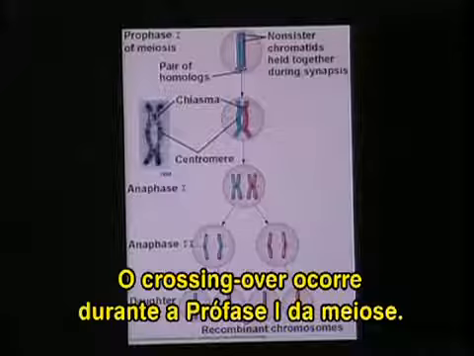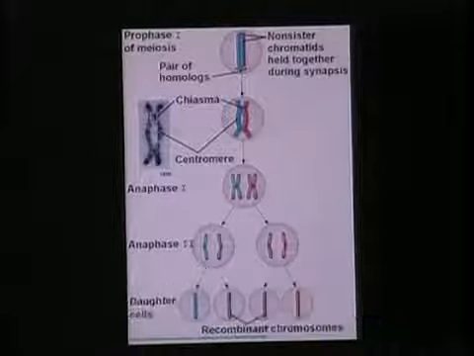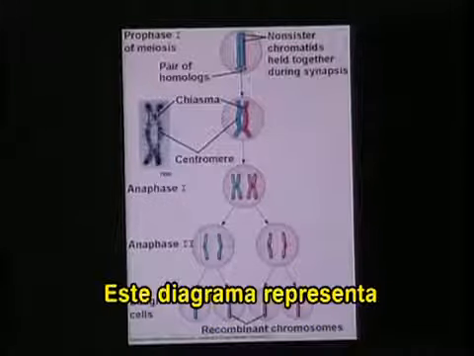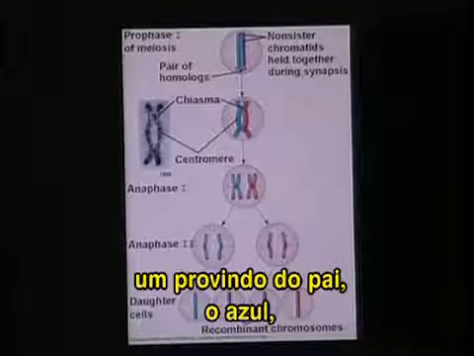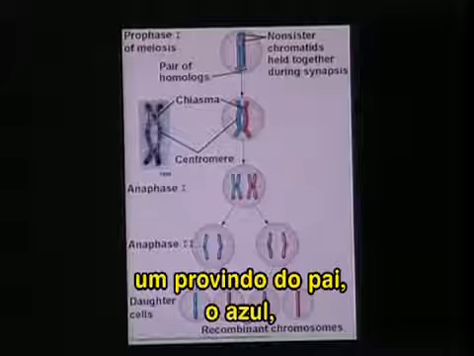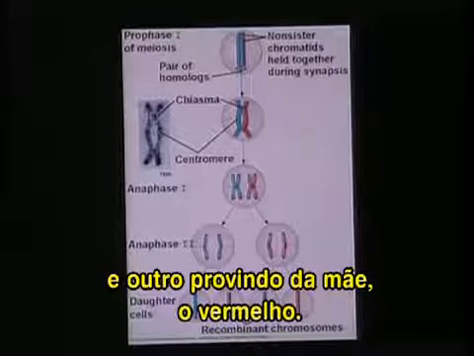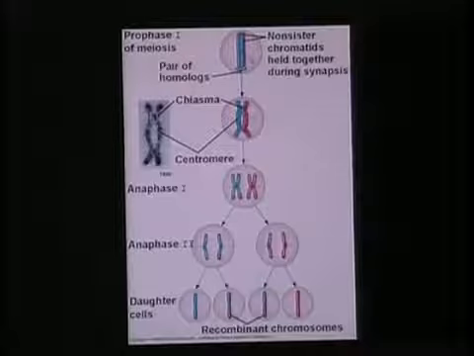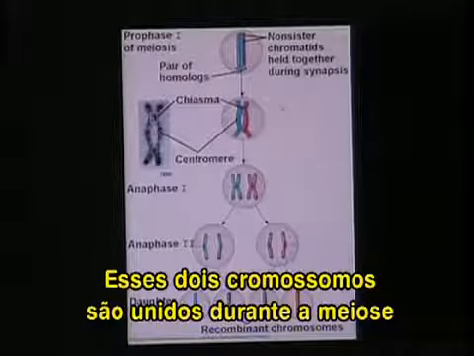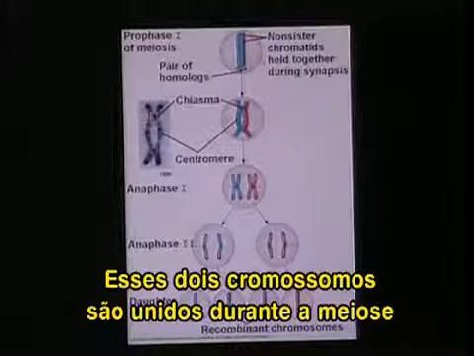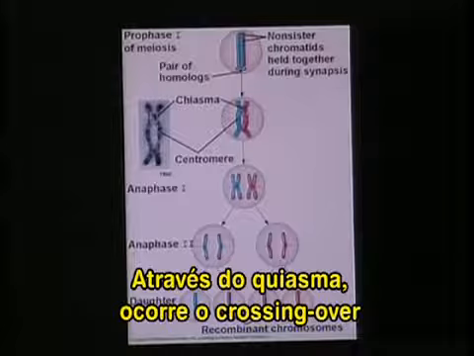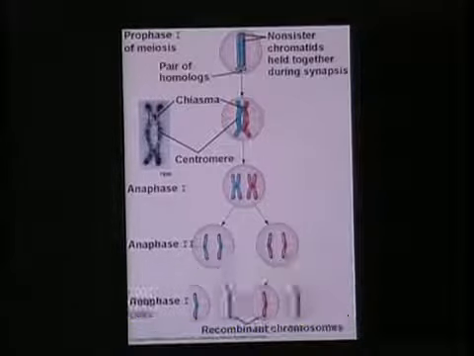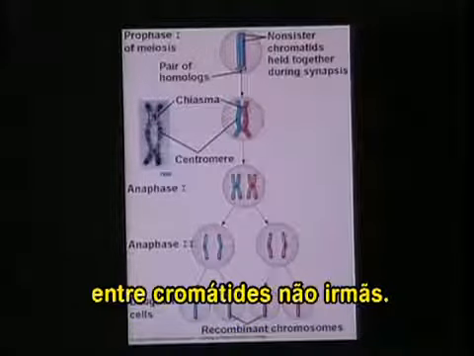Crossing over takes place during prophase I of meiosis. This diagram represents a cell with a pair of homologous chromosomes, one coming from the father, the blue one, and one coming from the mother, the red one. Now, these two chromosomes are held together during meiosis by a chiasma. Through the chiasma, crossing over takes place between the non-sister chromatids.